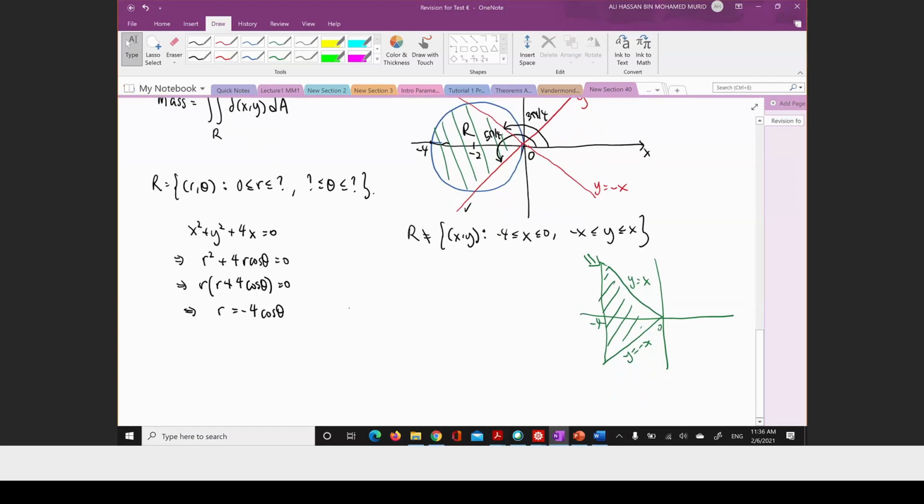So here theta is between the angle 3 pi over 4 and 5 pi over 4. Okay. Any question?